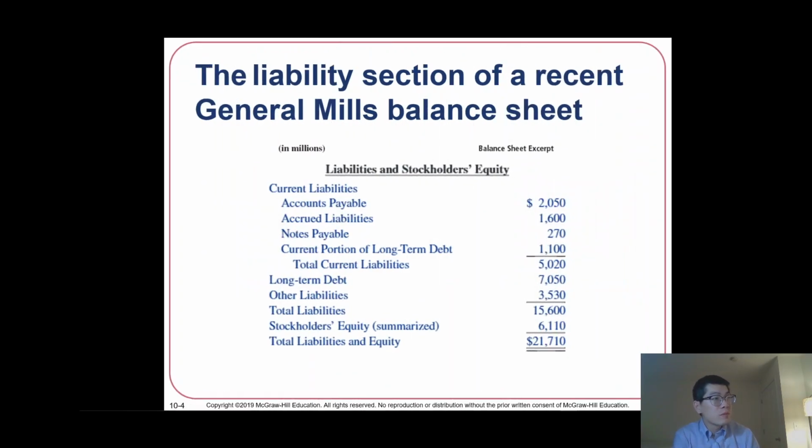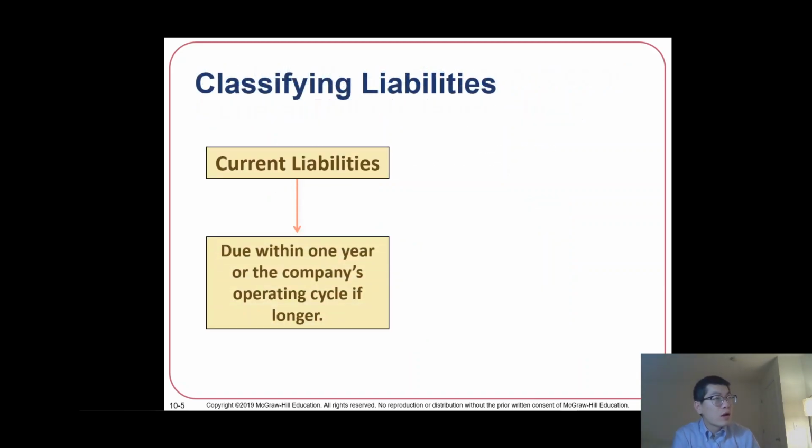In terms of the liability section on the balance sheet, this is how we're going to report. I'm not going to go through all these sections, but you need to understand what will be reported in each section of the liability section. We have current liabilities and long-term liabilities, and you have to separately list out all these different liabilities under the appropriate places and have these numbers. All right, so classification.